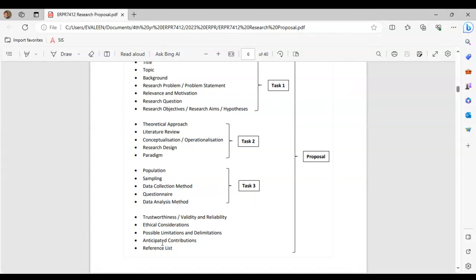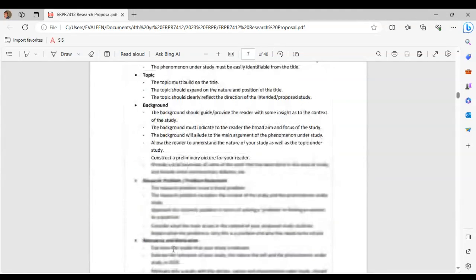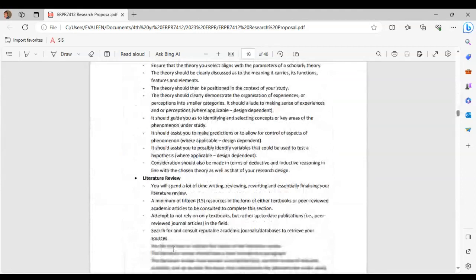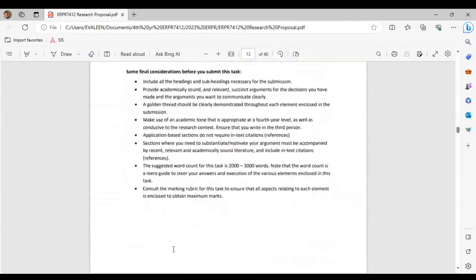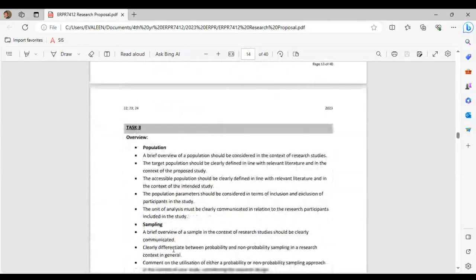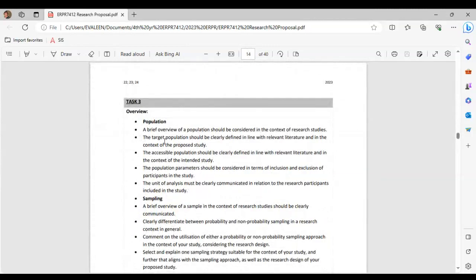You're doing task 3, and your reference list is at the bottom, and you just continue adding to that reference list. Let's have a look and see what they want for task 3. Each section is worth 10 marks, so you have to write more than you did for the INER. You have looked at the population in your INER assignment, so bring it over.